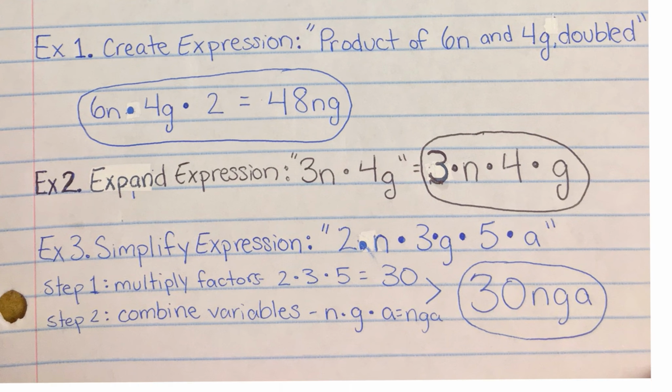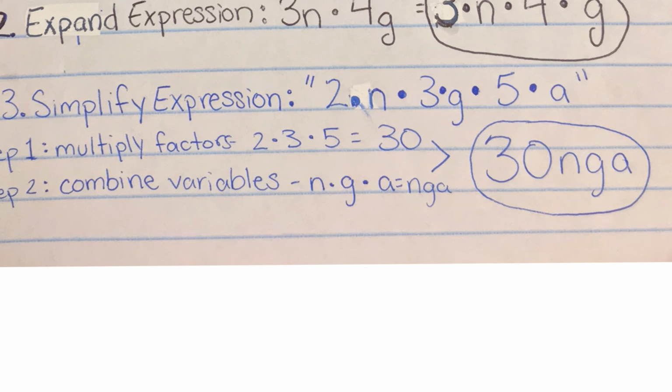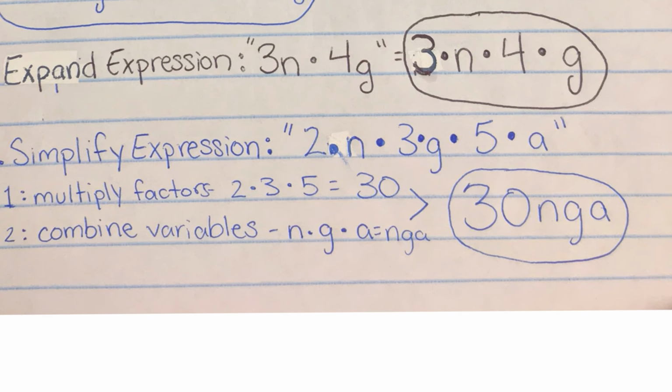So if we come down here, the expression is 3n times 4g. We know that 3n really means 3 times n, and 4g means 4 times g, so we have 3 times n times 4 times g. So we've just made it a little bit bigger, expanded it somewhat.